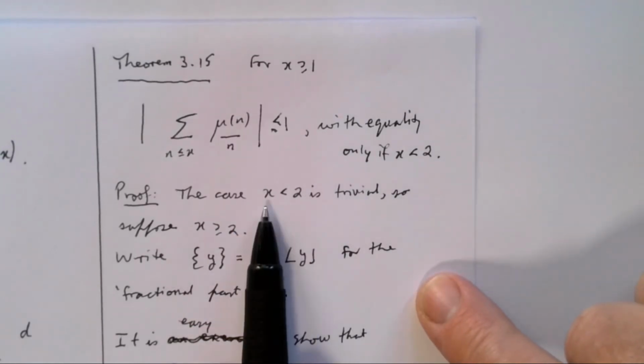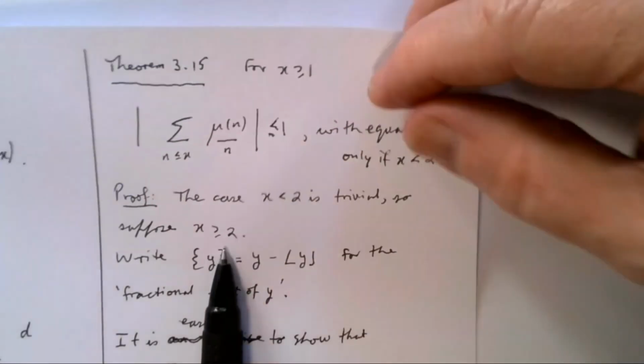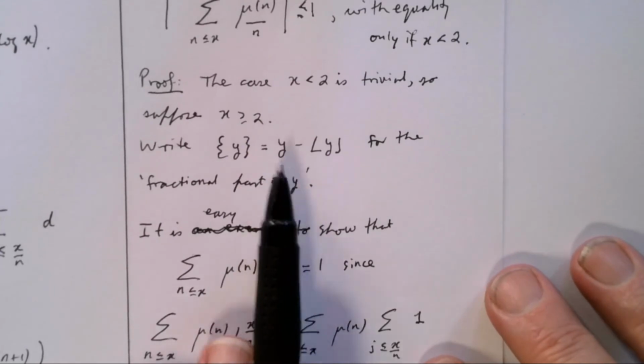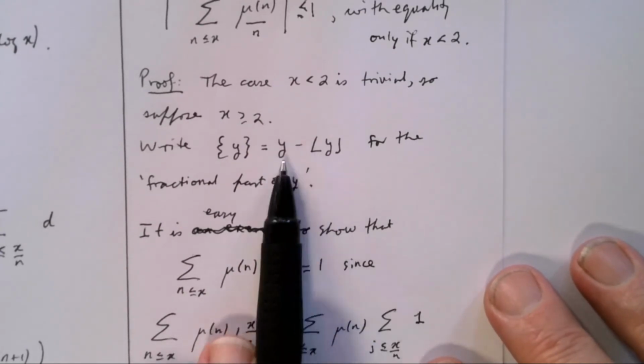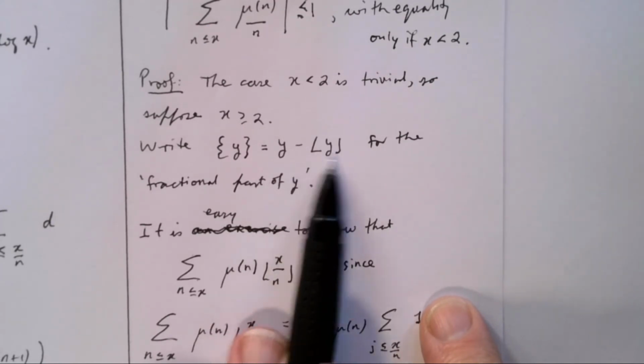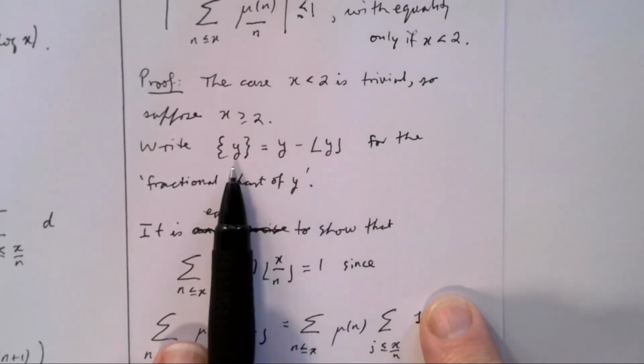Case x less or equal to 2 is trivial, so I'm going to suppose x is bigger than or equal to 2. And I'm going to introduce what's known as the fractional part of a number. You take a real number y, subtract off its floor, and you'll end up with a number between 0 and 1, strictly less than 1, and that's called the fractional part. So the fractional part of pi, well, you just take pi and subtract 3.